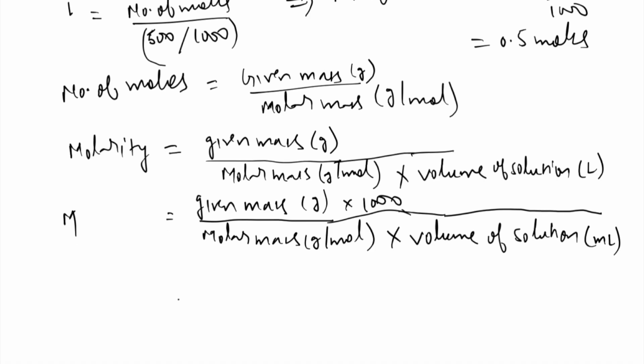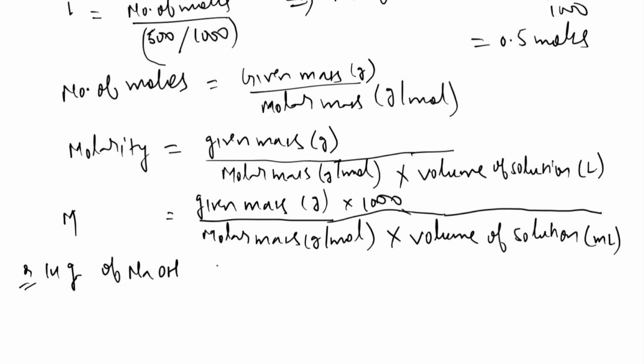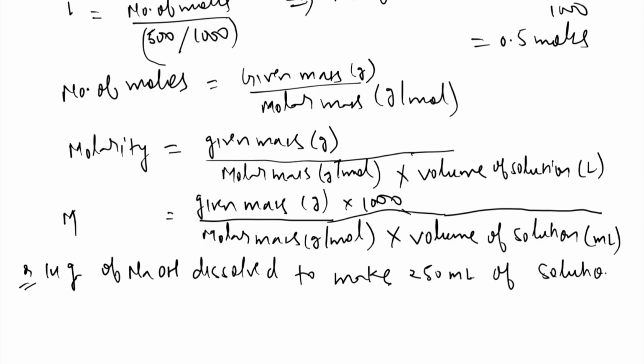All right, so let's do a numerical based on this. Consider 14 grams of NaOH dissolved to make 250 ml of solution. Find the molarity.